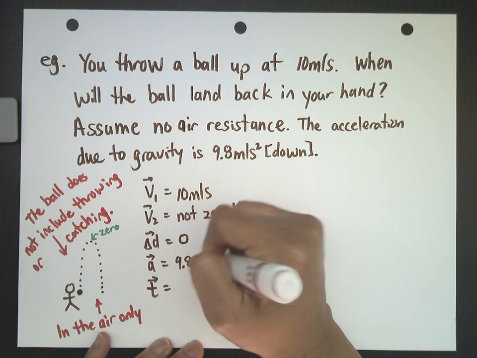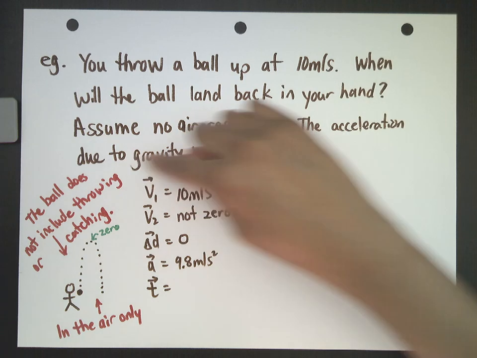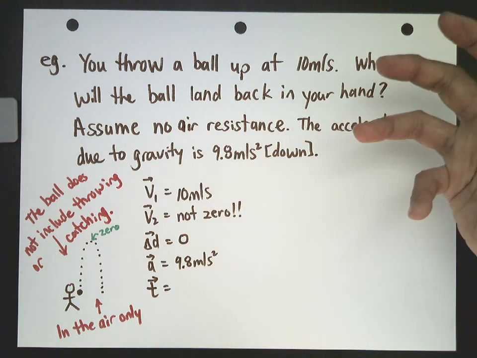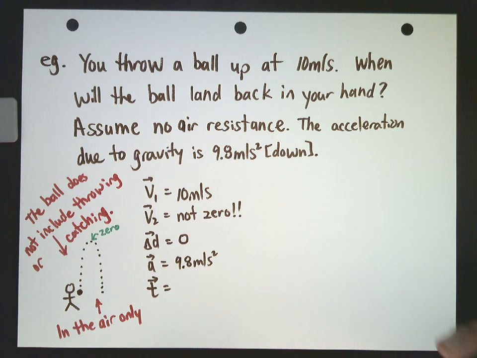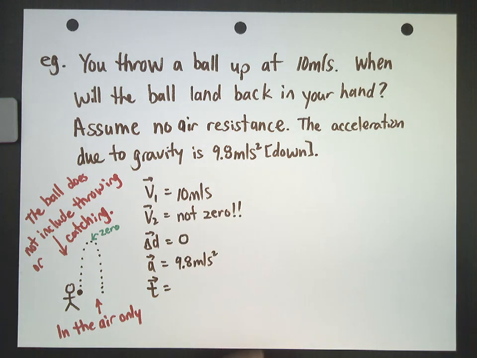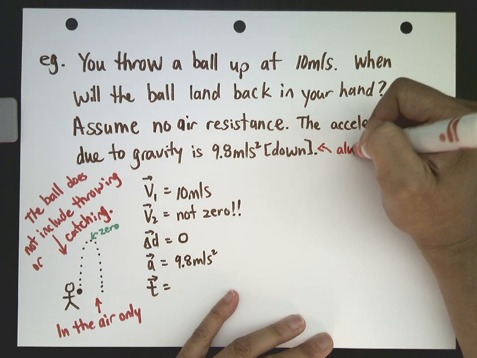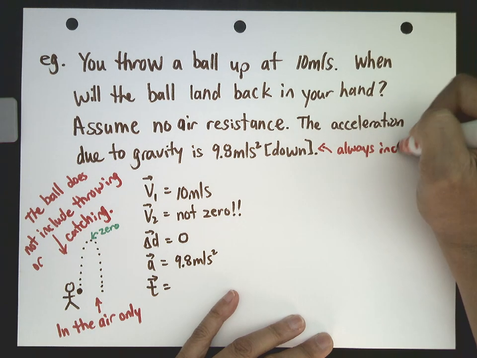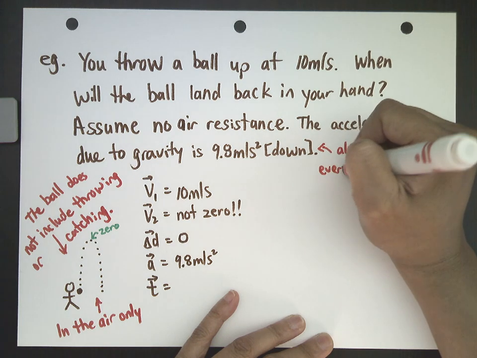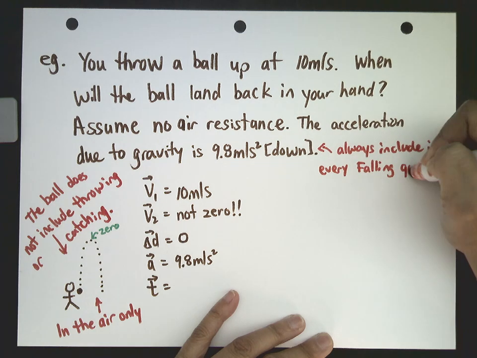9.8 meters per second squared. Often, when you do these types of questions, we will not tell you that there is gravity. You have to recognize that this is falling. And so every time there's a falling type question, you must include gravity. Always include gravity in every falling question.